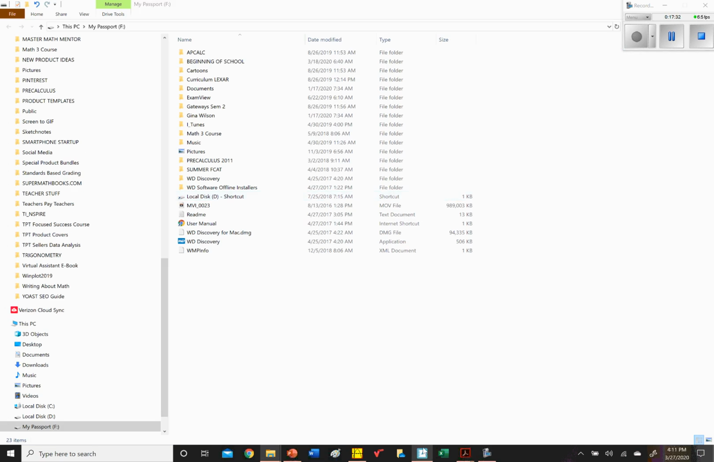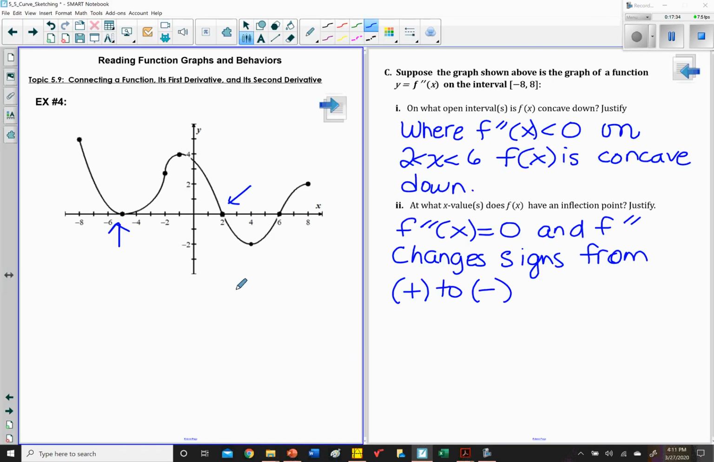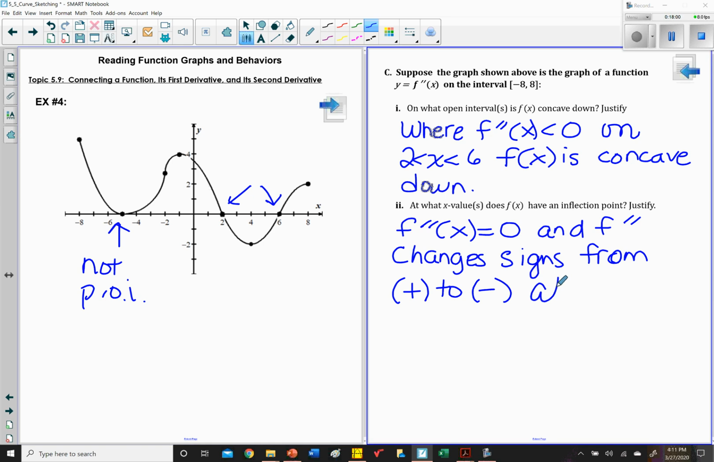And right here. The second derivative stayed positive through -5, so this one is not a point of inflection. But here the second derivative is 0 at 2, and to the left the second derivative is positive and then it's negative, so that happens at 2.